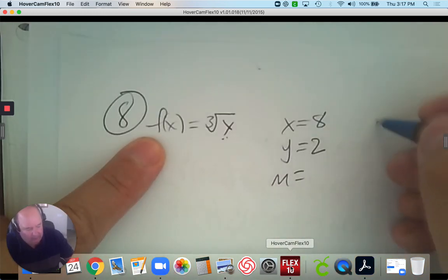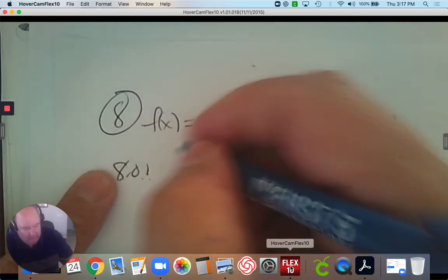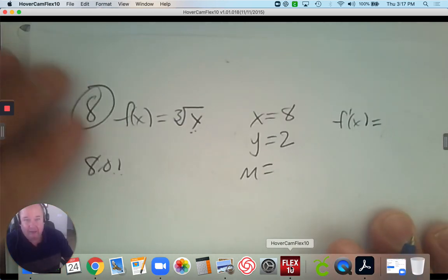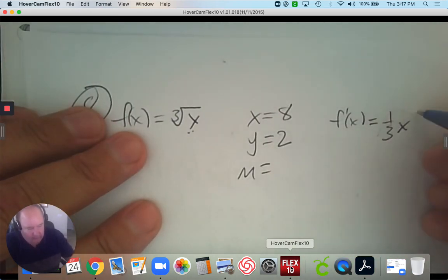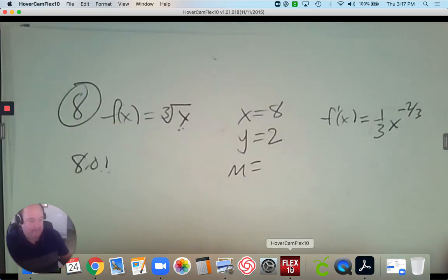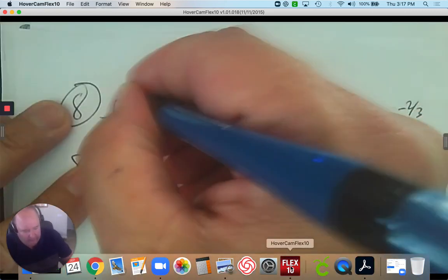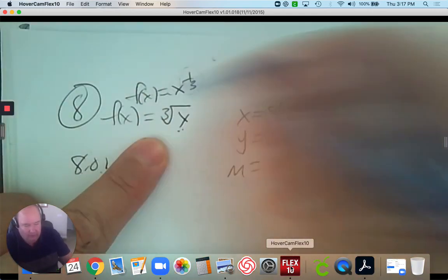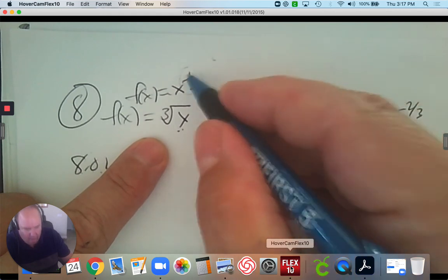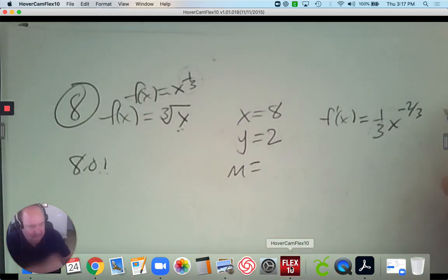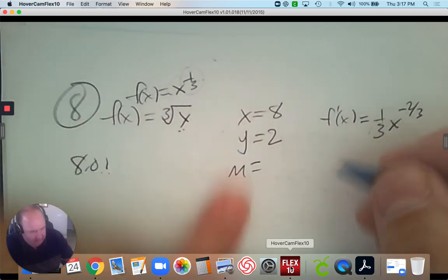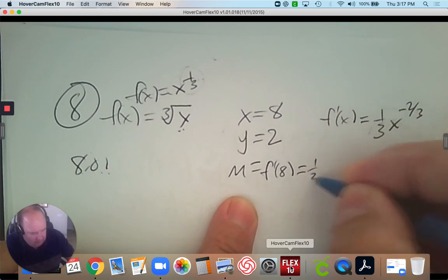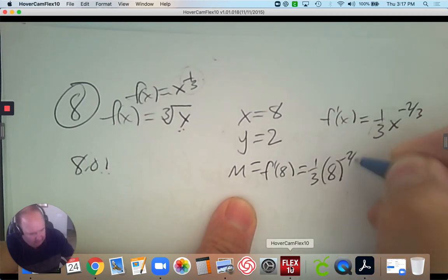So to find the slope, I take the derivative. So I want the derivative of the cube root of x. Now remember, this is just x to the 1/3. So if it's x to the 1/3, then the derivative is 1/3 x, and subtract 1 from the exponent. So 1/3 times x, and then subtract 1. So 1/3 take away 1 is negative 2/3. Then plug in 8 to get your slope. So I want to figure out the derivative at 8 to find the slope. So that's 1/3, 8 to the negative 2/3.